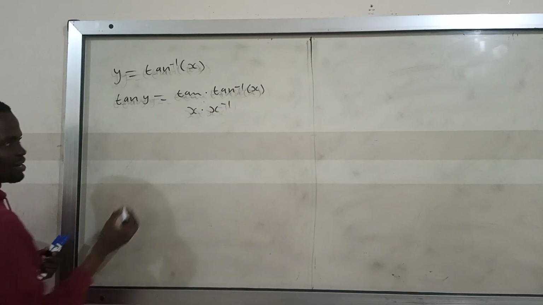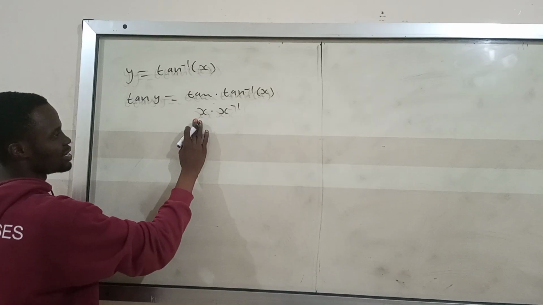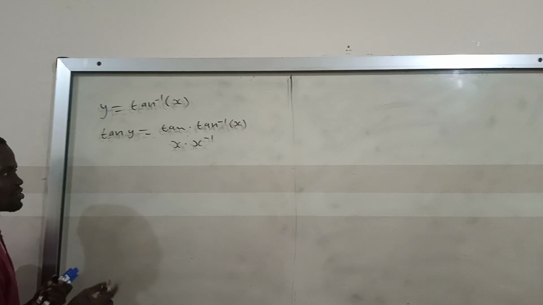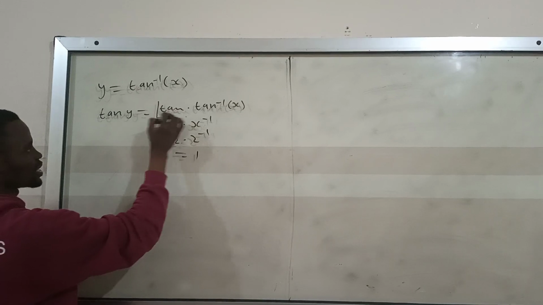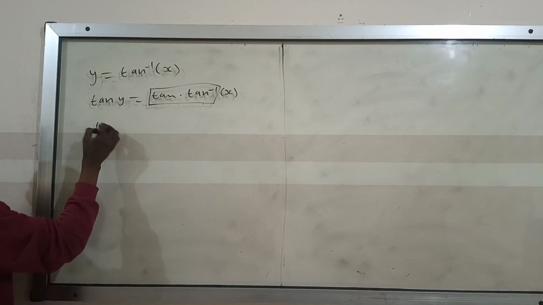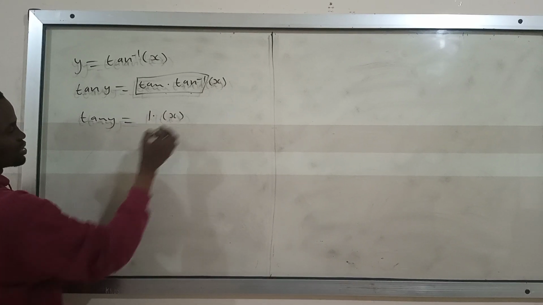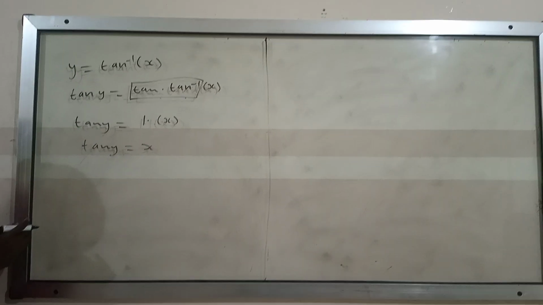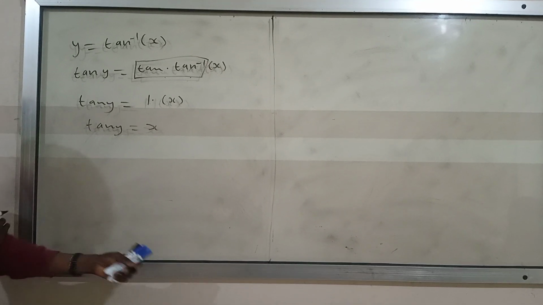And from the previous video, you could see that any number times its inverse is 1. So a variable times its inverse is 1. It's like 2 times 2 inverse, and it's equal to 1. So this whole thing is equal to 1. So we are going to get tan y equal to 1 times this, the same as tan y equal to x.